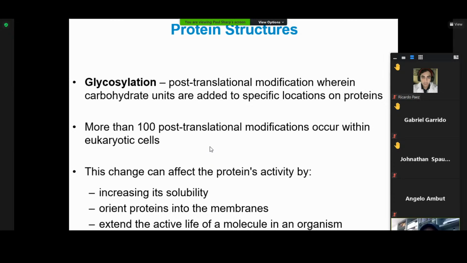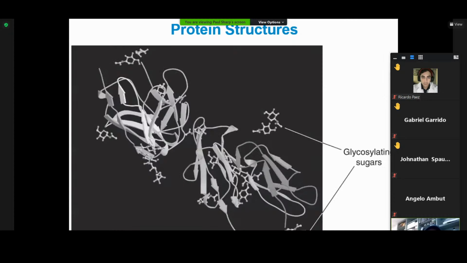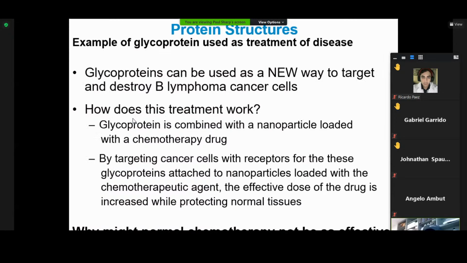Okay. Now, it turns out that prokaryotic cells are capable of post translational modifications, but not necessarily the same exact post translational modifications that eukaryotic cells are capable of utilizing. So over here, this is another example of a ribbon diagram or Richardson diagram. You can see that over here, it looks like we got a little bit of alpha helix. We got some beta sheets over here. But then we have these glycosylating sugars, which is a post-translational modification to make this protein functional.